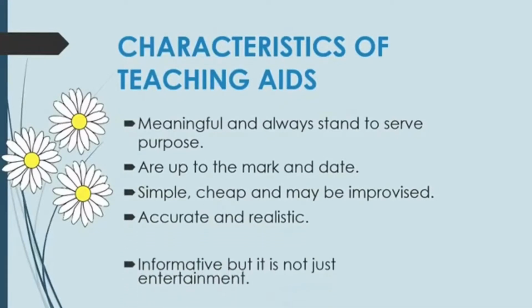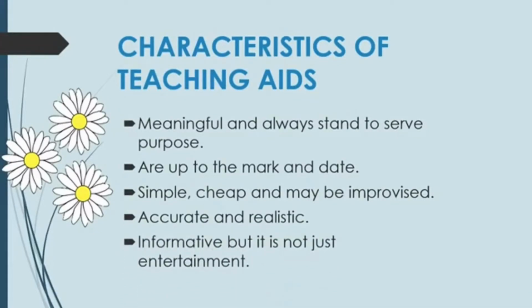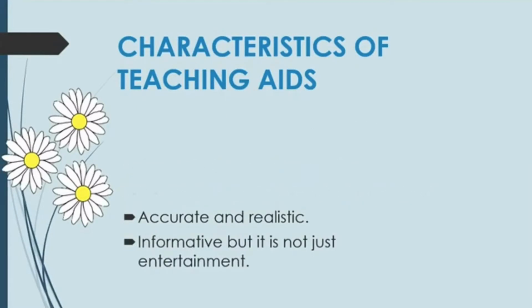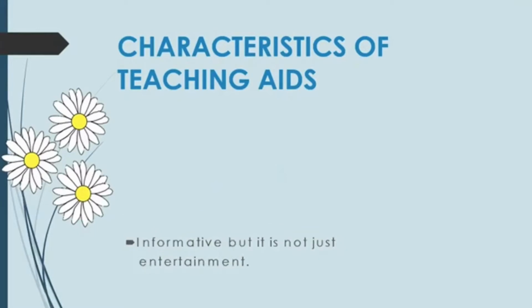And here are the characteristics of teaching aids. First, they are meaningful and always tend to serve a useful purpose. Next, teaching aids are up to the mark and up to date in every respect. They are simple, cheap, and may be improvised. They are accurate and realistic. Their purpose may be informative, but it is not just for entertainment. Teaching aids are according to the mental level of the learners. They are very useful and can be used in many lessons and at different class levels.